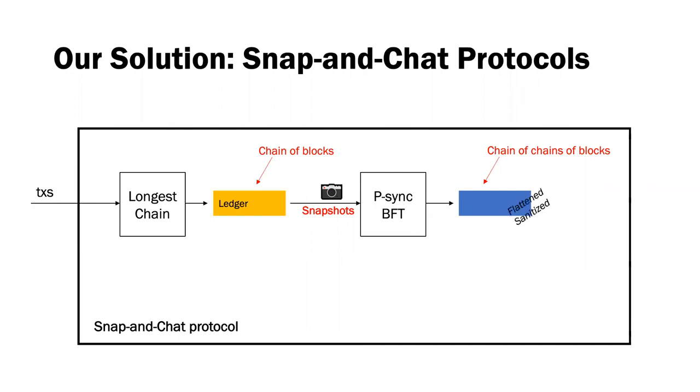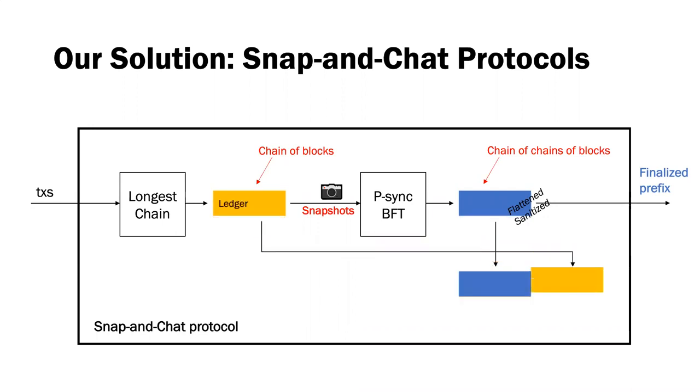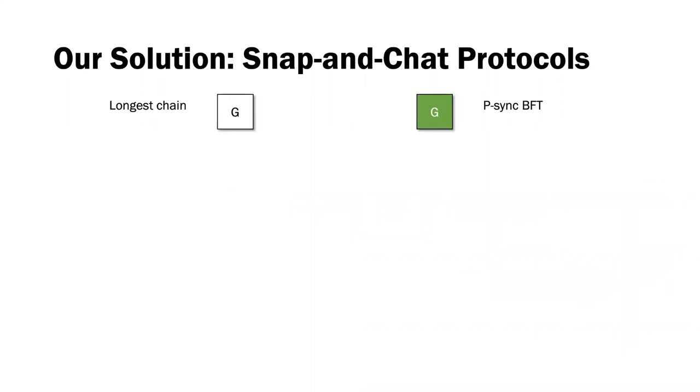This chain is flattened, meaning the snapshotted chains are concatenated as they are ordered, and duplicate and invalid transactions are removed to obtain the finalized prefix ledger. The finalized prefix ledger is then prepended to the output of the longest chain type protocol, and duplicates and invalid transactions are again removed to obtain the available full ledger. To understand the behavior of snap and chat protocols, let's look at a few examples.